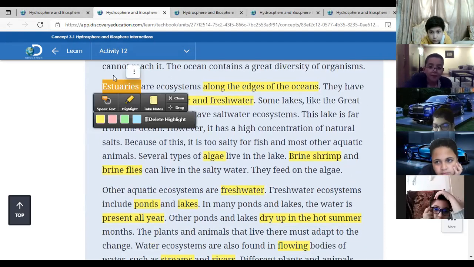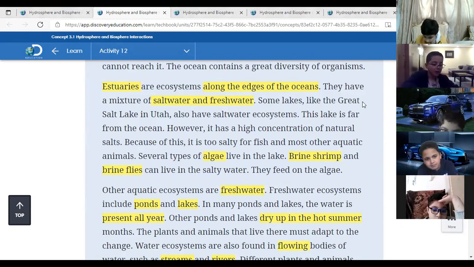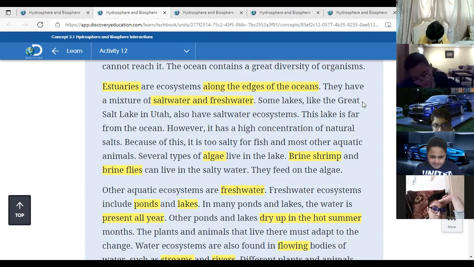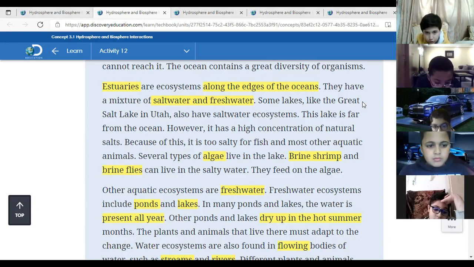This part is called estuary. Estuary, like the word east, then wary. Estuaries. Okay. Come on, Jasser. The ecosystems found where estuaries are ecosystems along the edges of the ocean that have a mixture of salt water and fresh water. Some lakes, like the Great Salt Lake in Utah. Utah, this is a state in the United States where the Great Salt Lake is present. Continue.